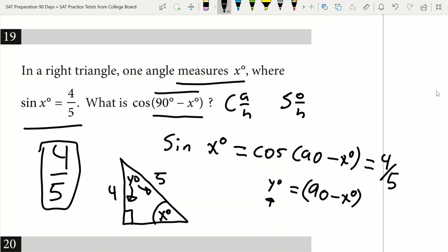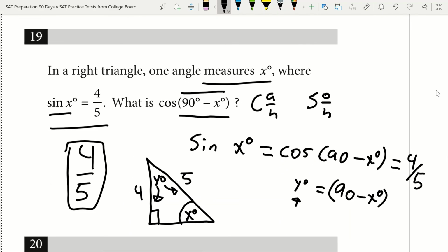So that shows you geometrically that the cosine of angle 90 minus angle x is equal to the sine of angle x. They're going to be equivalent, and therefore if you know that, then you don't have to write anything other than this 4/5, because you immediately recognize when you're told that the sine of x is 4/5 that the cosine of 90 minus x must also be 4/5. So that right there can save you a lot of time.